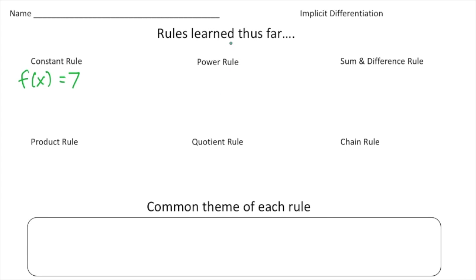Then you learned the power rule. This is one that we use a lot. For functions like f of x equals x to the 6th, that's when you'd use the power rule.